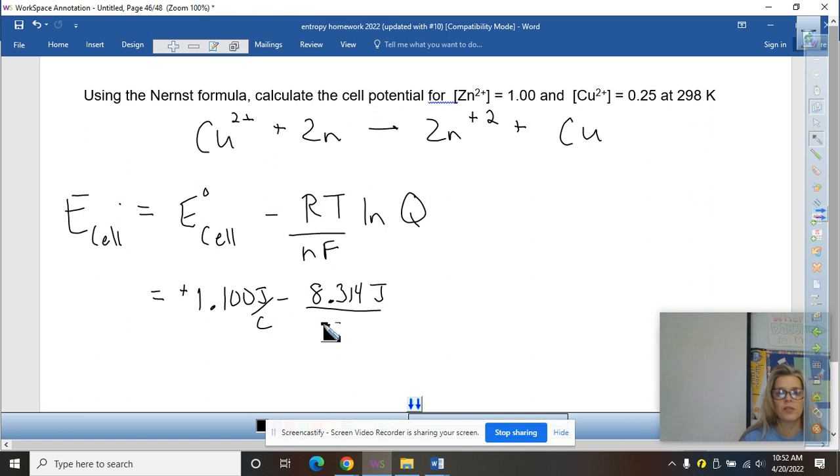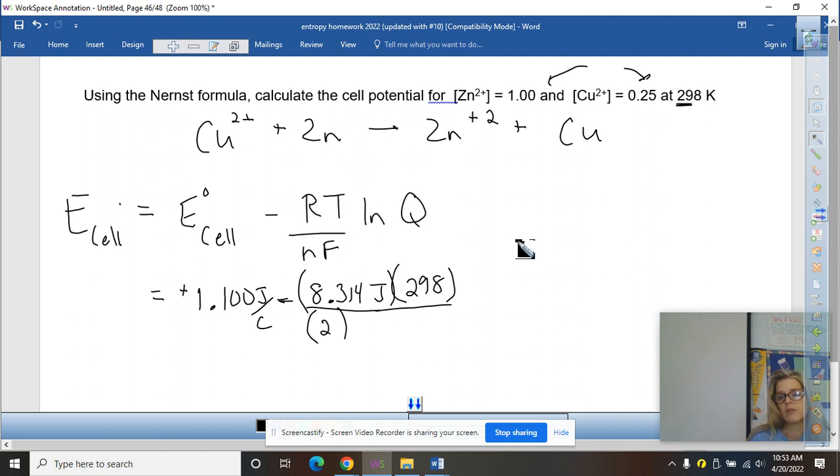This is in joules. n is the number of electrons transferred. So what happened here is zinc lost 2, copper gained 2. So the overall transfer was 2 moles of electrons. And then our temperature, we're being told this is at 298 Kelvin. So the temperature is still standard temperature. What's not standard are the concentrations. They're not both 1 molar.